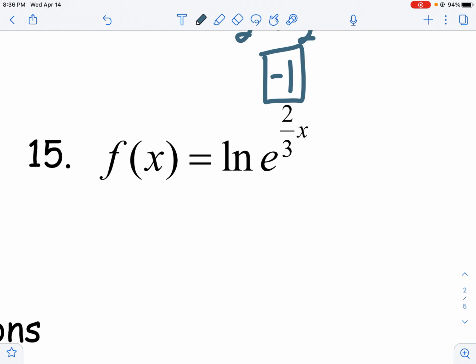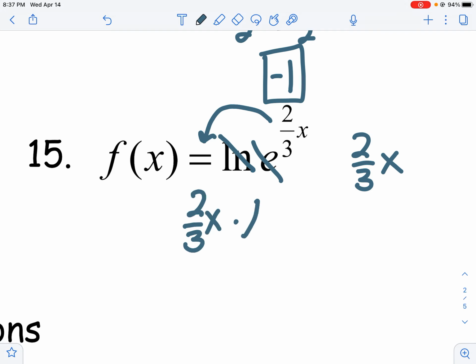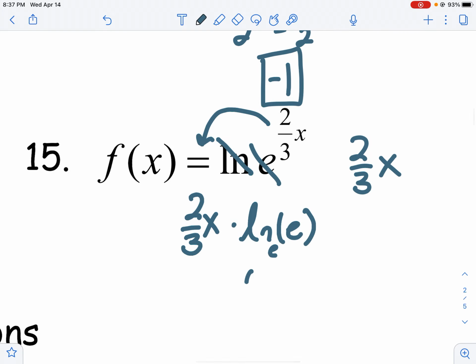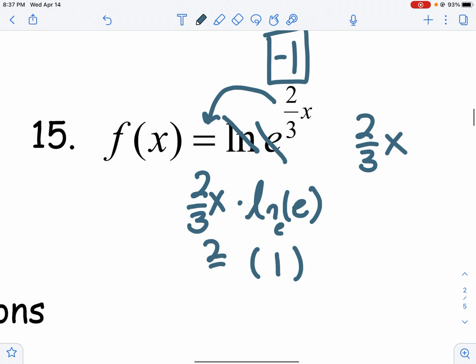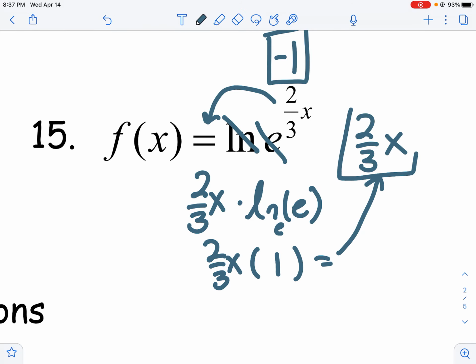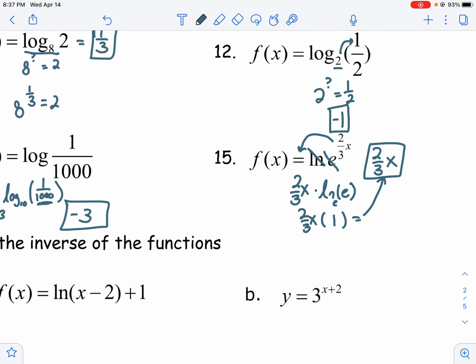And then lastly, we have 15 here. The easiest way to do 15 is that this ln and this e are going to cancel. The only thing that's left is 2/3 x. Okay, but if you want an explanation of how that works, this 2/3 x drops to the front because of our power property. So 2/3 x multiplied by ln of e. We know that ln has base e, so e raised to what power gives us e? Just 1. So this is 2/3 x times 1, which again takes us to this 2/3 x as our answer.